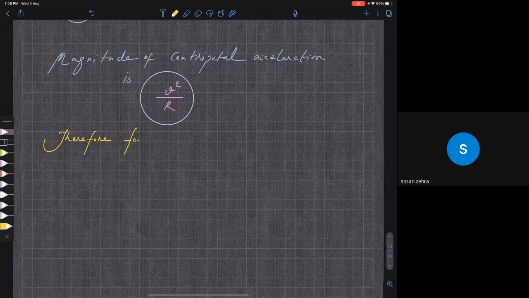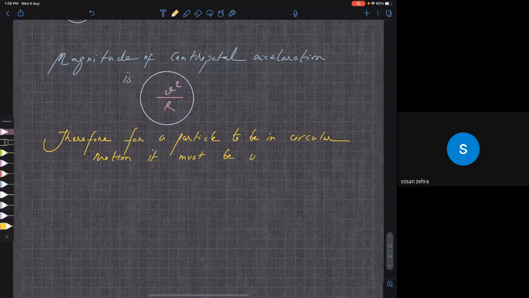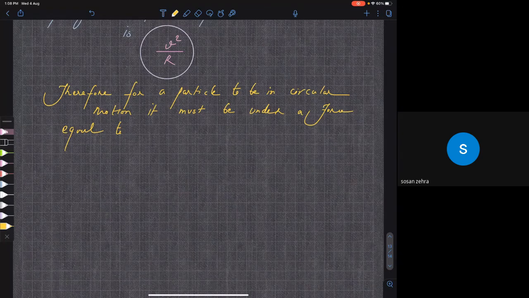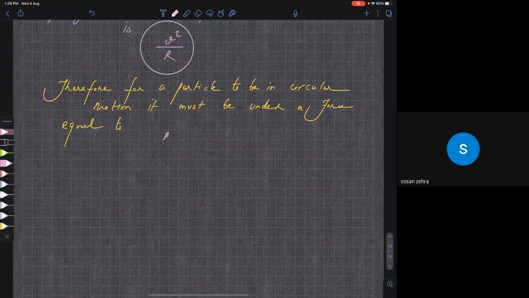for a particle to be in circular motion, it must be under a force equal to M into V square by R. How do you know this? Because Newton's second law says F equals ma.